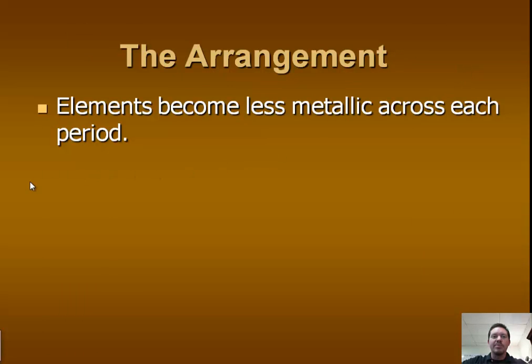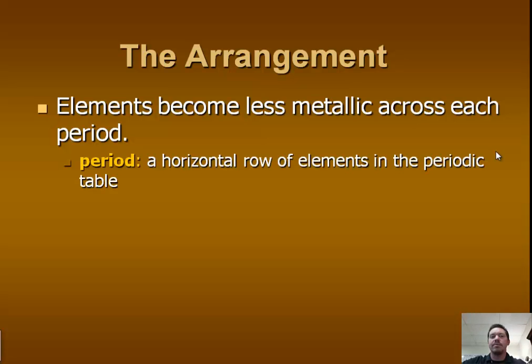As we move across the periodic table from left to right, the elements become less metallic, so they become less metal-like. And as we move across the periodic table from left to right, we refer to this as a period. So this is the horizontal row of elements in the periodic table.